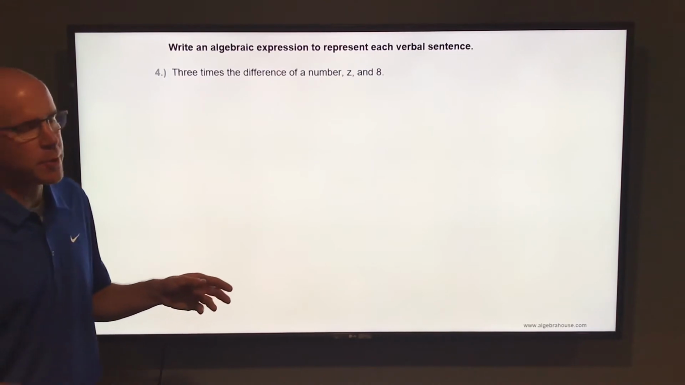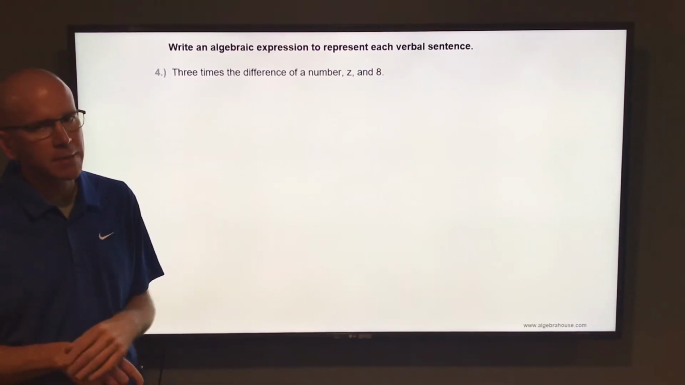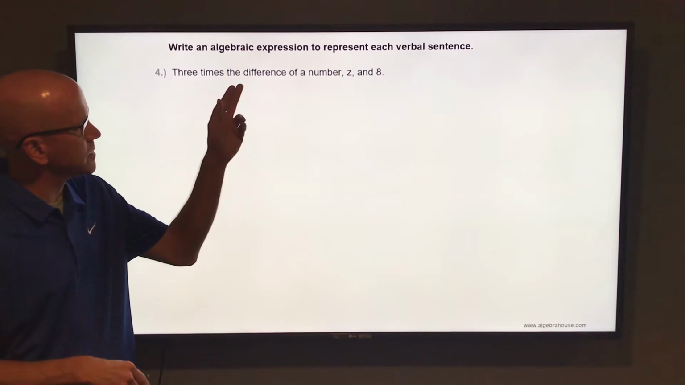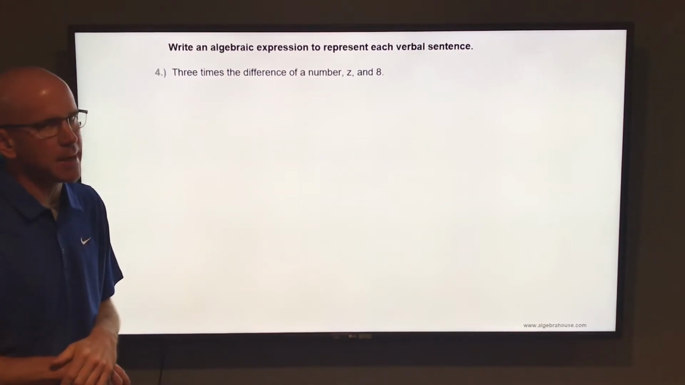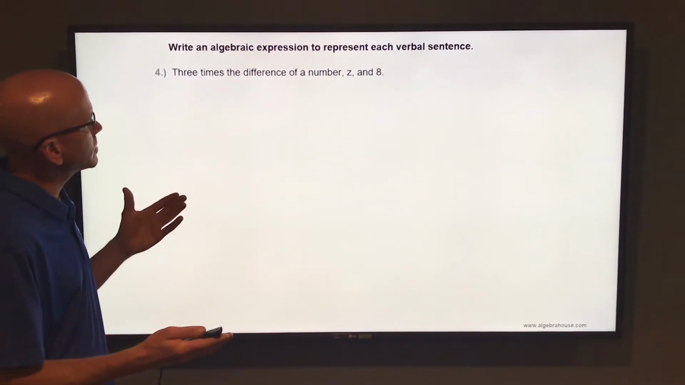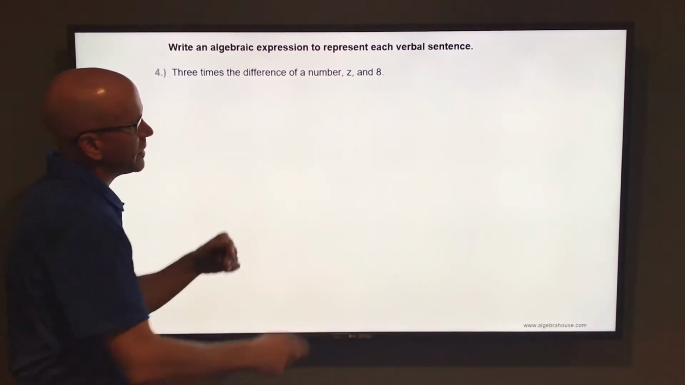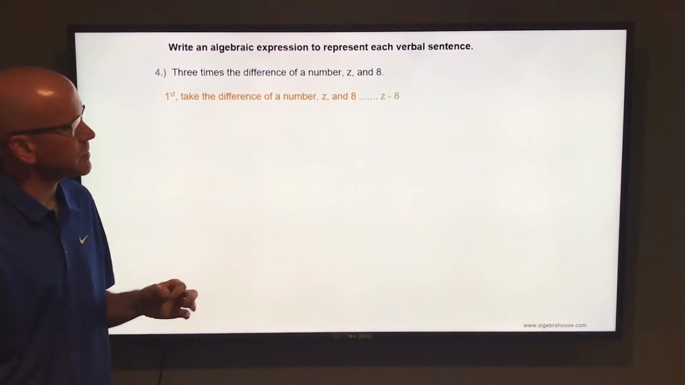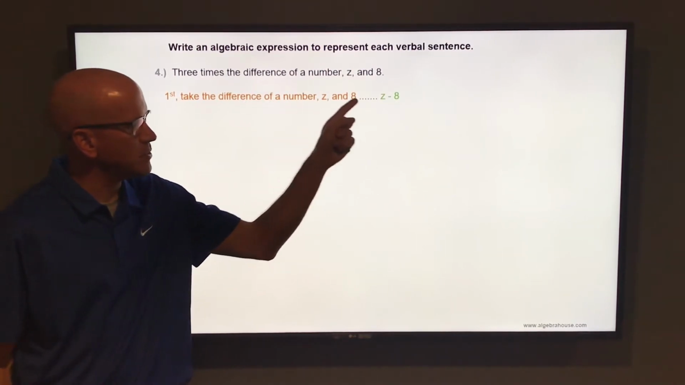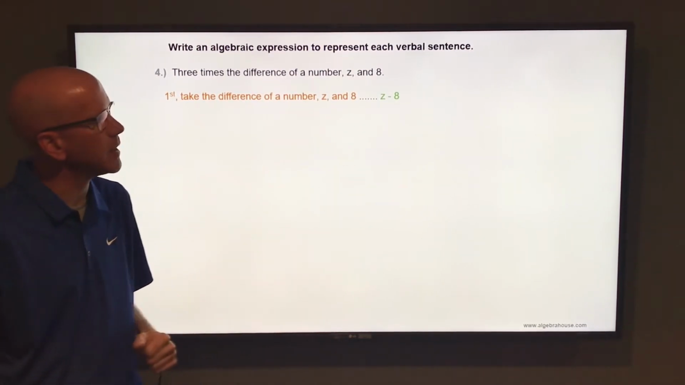Again, we are writing an algebraic expression to represent each verbal sentence. The next one up is 3 times the difference of a number z and 8. So again, you're wondering, where do you start at? Well, zone in around the variable. The difference of a number z and 8, you would write that as z minus 8. Remember, the word difference means you are subtracting, so that is written as z minus 8.